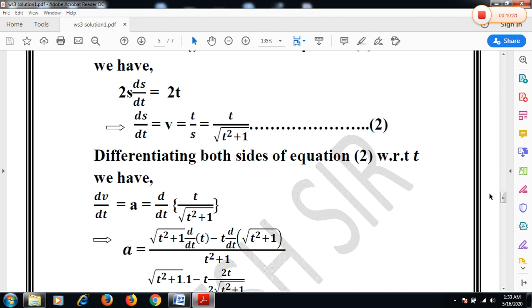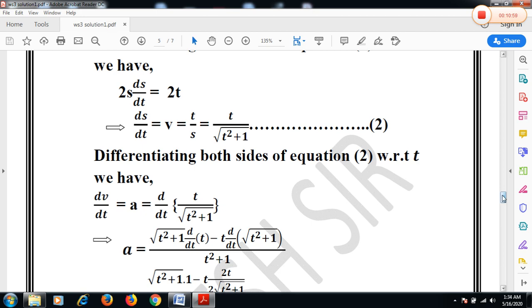Okay students, hope you have remembered that. Now we are just using this quotient rule over here, and we are having a equals to root over t square plus 1 into d/dt of t minus t into d/dt of the bottom function, that is root over t square plus 1, divided by the bottom function whole square, that is root over t square plus 1 whole square.